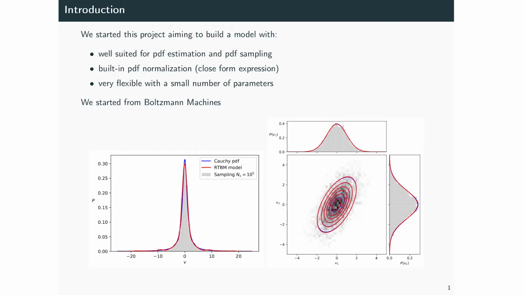So we would like to have a closed form expression for this model, contrary to other methods such as neural network, where it is impossible to have a nice analytical expression at the end for the model. And we will also want to have something like a very flexible model with a small number of parameters, and this is also not trivial to do. And in order to do this, we start from the Boltzmann machines.